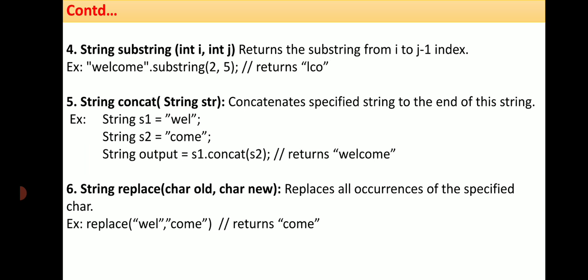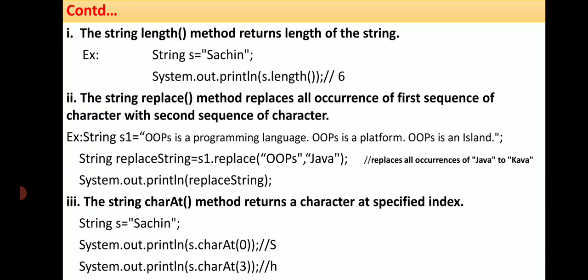String replace: the old value will be replaced by a new one. Wherever the old value occurs, it will be replaced by the new value in the program. Here, "well" is the old value and "come" is the new. Wherever "well" comes, it will be replaced by "come", and you will get the output "come". These are certain examples we can see. Already I explained length: this "Sachin" has a total of 6 characters, so it prints 6.